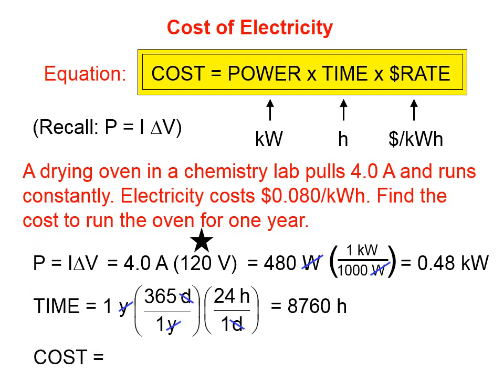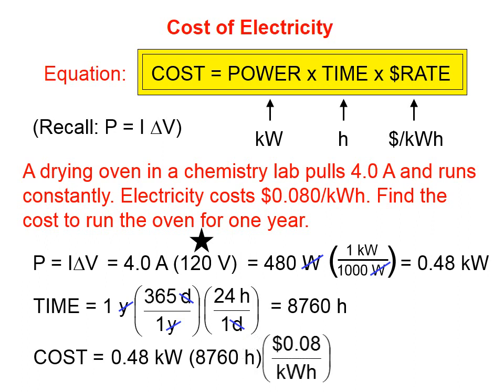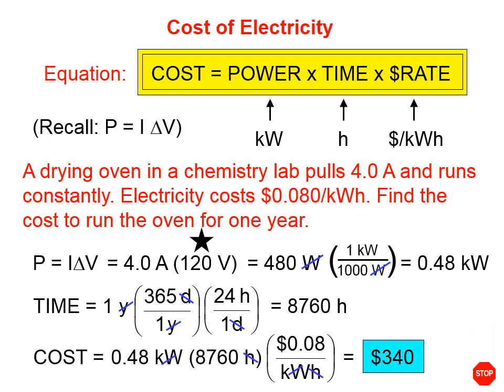Now we're ready to use the equation. We need the power in kilowatts, the time in hours, and the rate to find the cost. Notice how the units cancel very nicely. About $340.